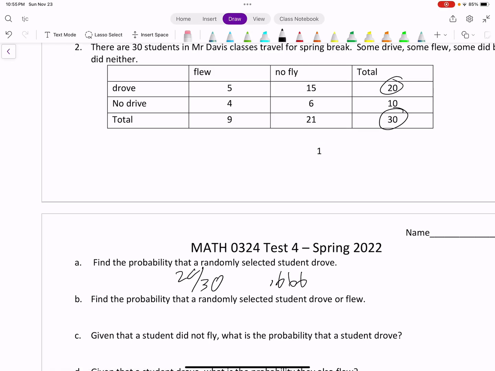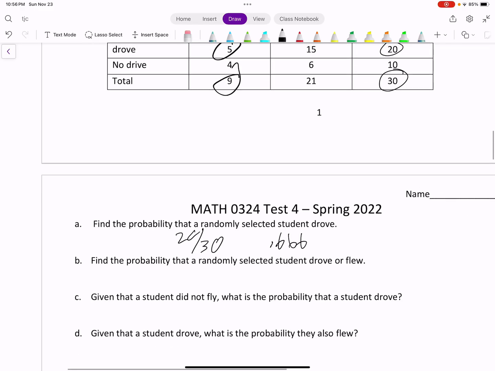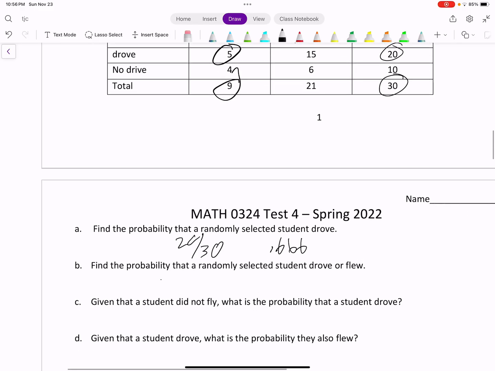Find the probability a randomly selected student drove or flew. Drove or flew. So 9 people flew, 20 people drove, but then we have 5 people that did both, so we have to subtract that. So this would be 20 plus 9 minus 5, which would be 24 out of 30. Okay. So you have to use the rule above. So here's people that drove, here's the people that flew, and here's the overlap. We can't double count the overlap.